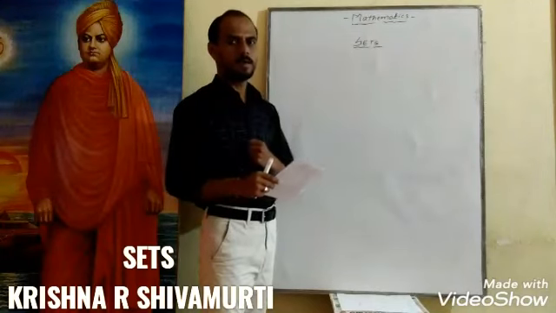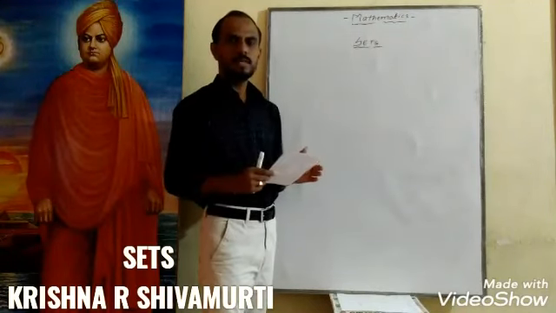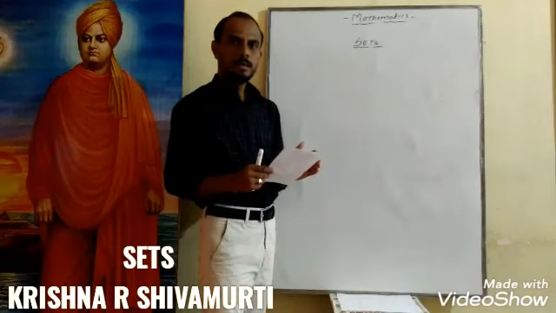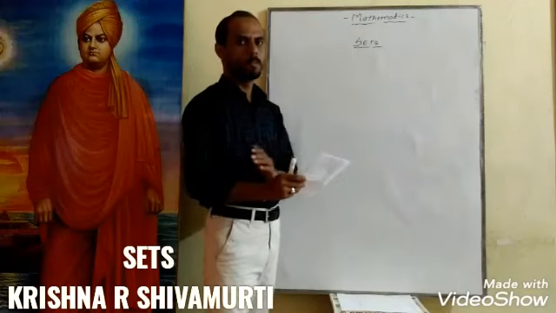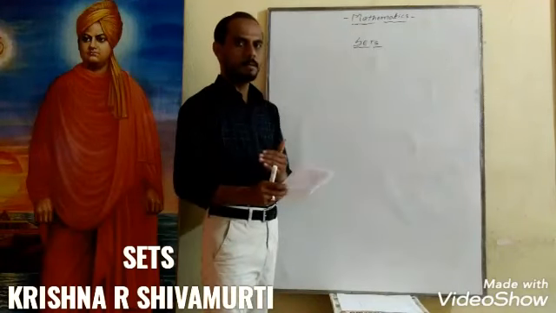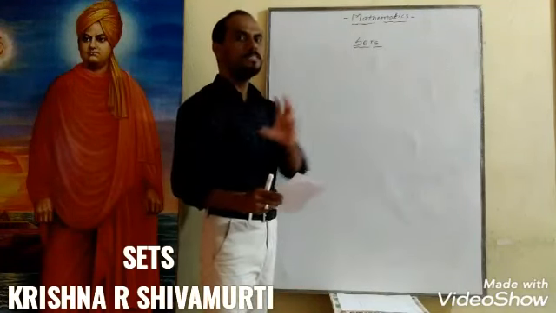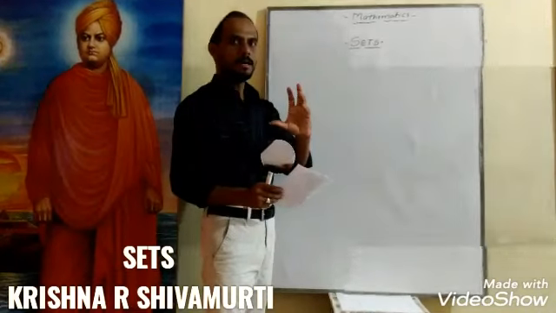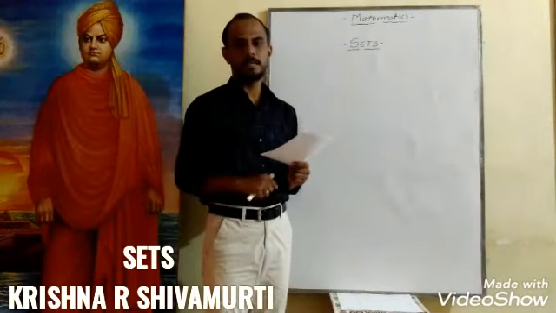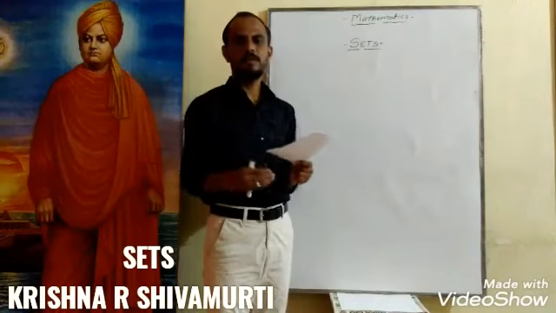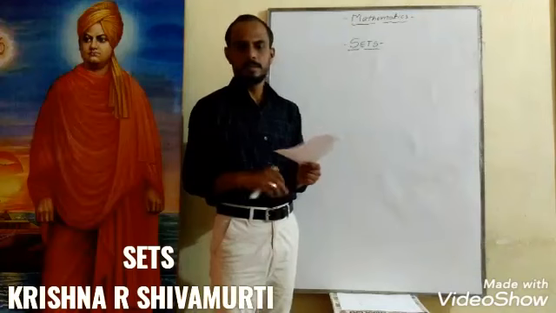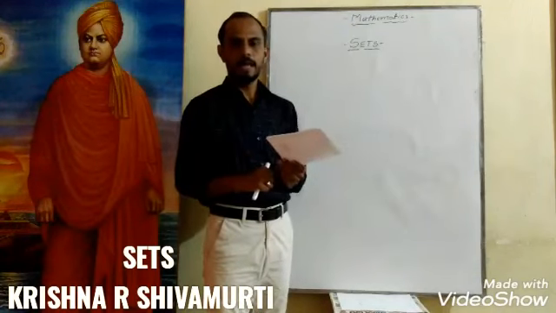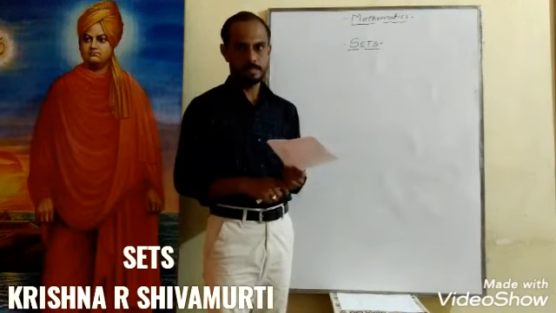Set means what? Generally, a set is one group. Generally, a set is nothing but a group. A group is called a set. But mathematically, it is not just generally a group. The collection of the vowels in the English grammar, the collection of the consonants in the English alphabet, these are examples for sets.